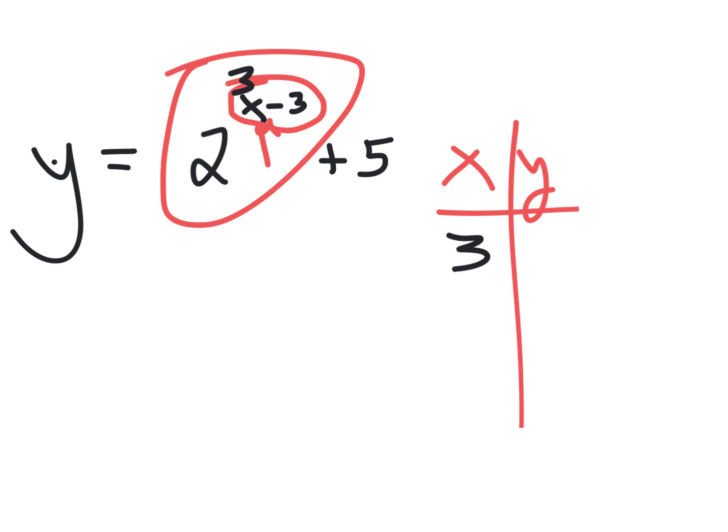Now, some people forgot what to the 0 power means. To the 0 power is 1. Then you add the 5, then you get 6. Who had 3 comma 6? Raise your hand if you had that already. All right. Then, what else could I put in?